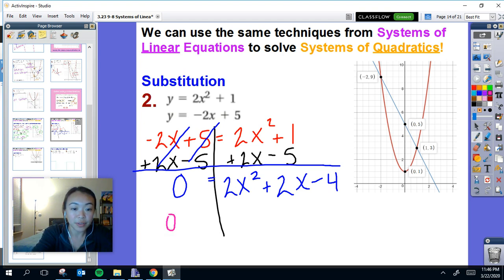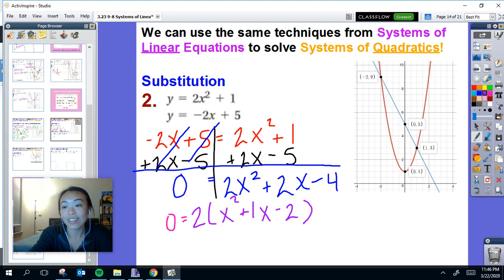So I have the 0 in the front. I'm going to factor out a 2 because there's a GCF of 2. So when I factor out 2, what's left over is x squared plus 1x minus 2. And then from there, it's just a level 1 problem.